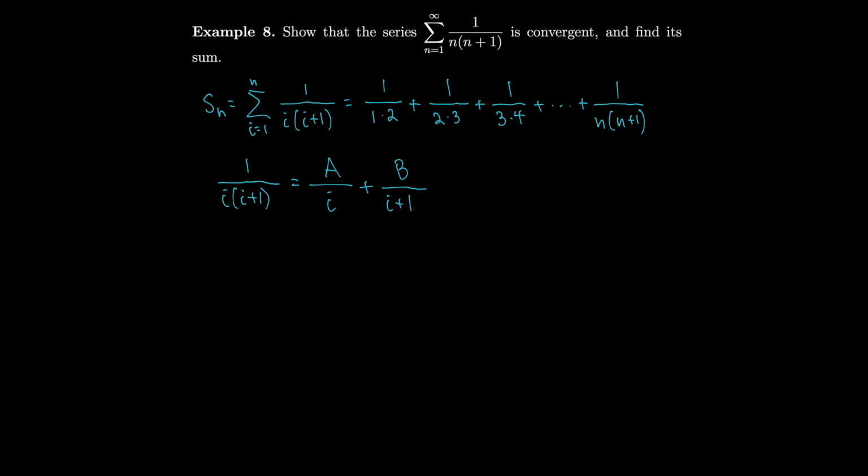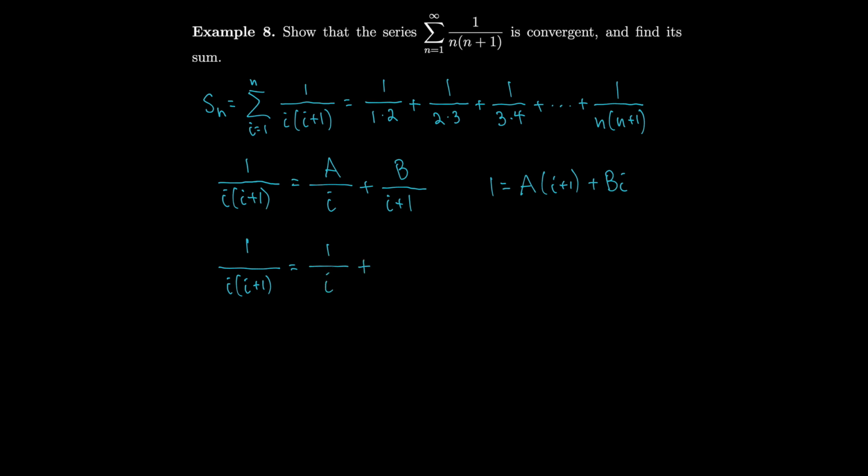Multiplying through by the denominator I times I plus 1, we get that 1 is equal to A times I plus 1 plus B times I. And then if we set some convenient values of I, we could solve for A and B. So how about we put I equals 0, then we get 1 equals A times 1, so A is just 1. So we have 1 over I times I plus 1 equal to 1 over I.